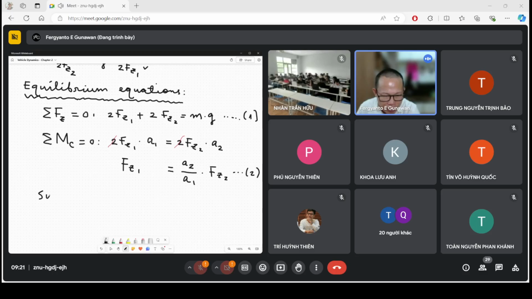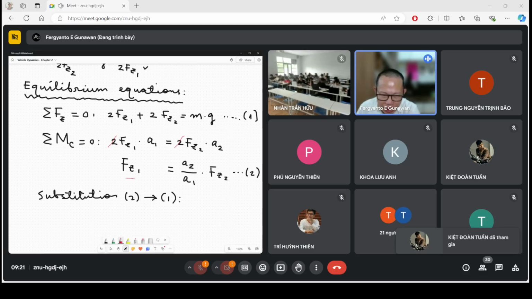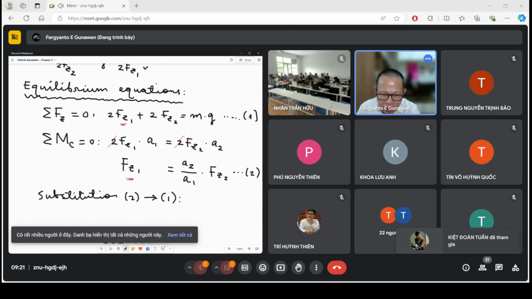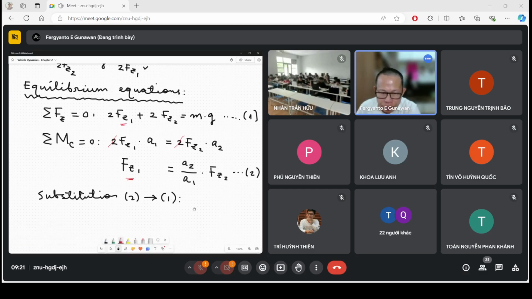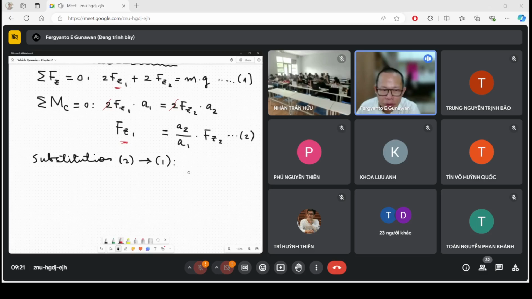So the next step is to perform a simple substitution, right? We are going to apply substitution from equation 2 and insert it into equation 1. The most important part is that this Fz1 will go here, so this part will replace that one, and by that we obtain a much simpler formula.